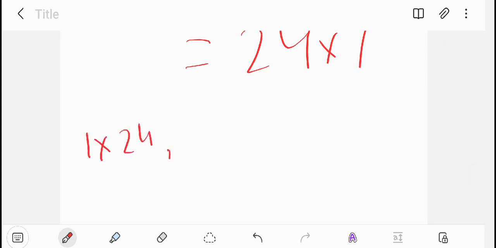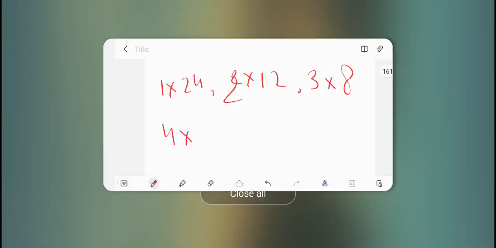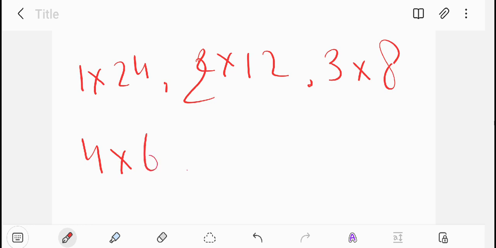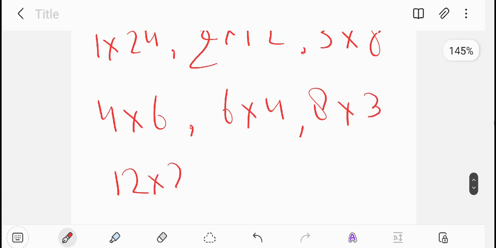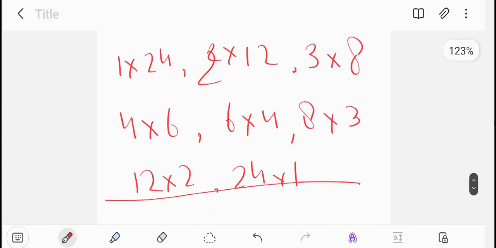We can have the matrices of this particular order, or we can also have the matrices of order 2 by 12. We can have the matrices of order 3 by 8. We can have the matrix of order 4 by 6. We can have the matrix of order 6 by 4. We can have the matrix of order 8 by 3. We can have the matrix of 12 by 2, then 24 by 1. So all these are the possible orders of the matrices, right?